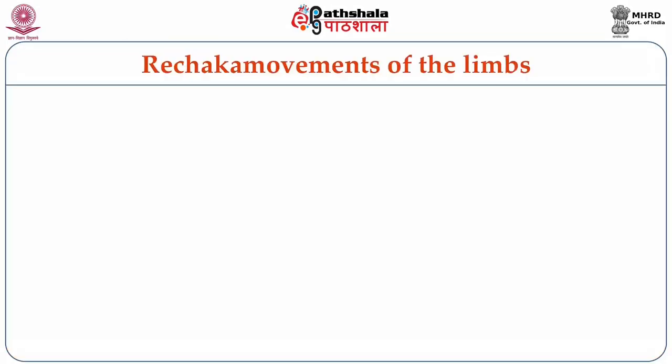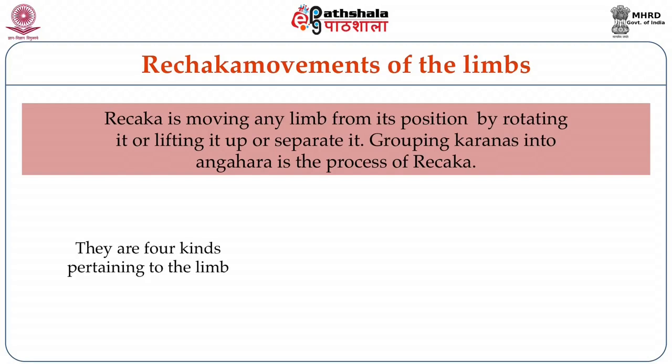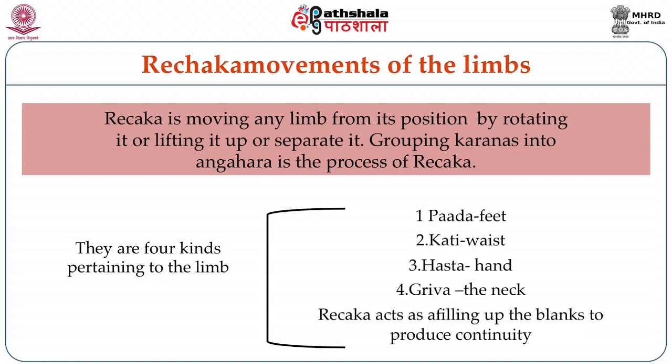Likewise, they have to jump from one karana to the other karana, and these groups of karanas are called angaharas. And the rechaka movements of the limbs. Rechaka is a movement of any limb from its position by rotating it or lifting it up or separating it. Grouping karanas into angaharas is the process called rechaka. There are four kinds pertaining to the limbs: Pada Rechakas, Kati Rechakas, Hasta Rechakas and Griva Rechakas.